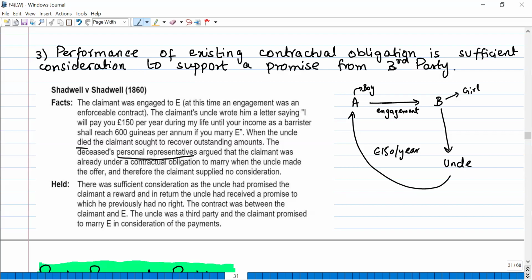If it is a sufficient consideration, then the agreement between the boy and uncle is a valid contract, because there was some sufficient consideration. So the representatives of the uncle are bound to pay the boy 150 pounds per year, unless or until his income becomes 600 pounds. Okay.